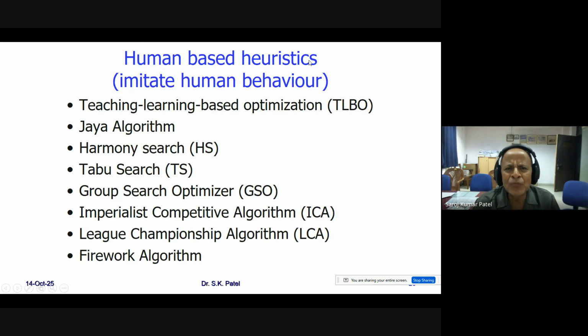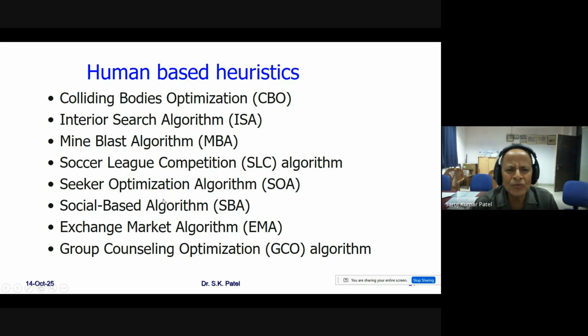Then another category is based on human behavior. One is teaching learning based optimization, TLBO, suggested by one of our NIT professors of Surat, Professor R.V. Rao. He has also proposed the Jaya algorithm. Then other algorithms are harmony search, taboo search, group search, imperialistic competitive algorithm, league championship algorithm, firework algorithm. Just like in Diwali you put fireworks, the algorithm is based on that behavior. These are some more algorithms which are human based.